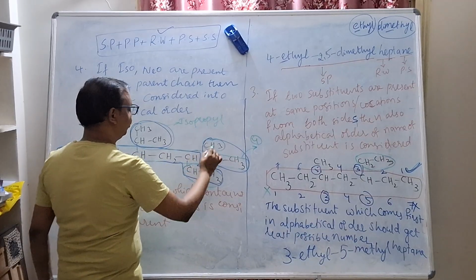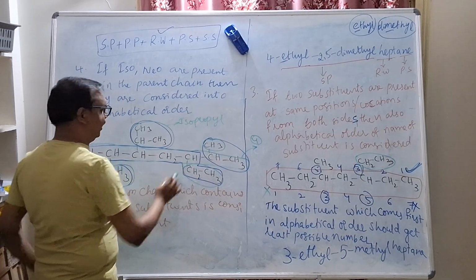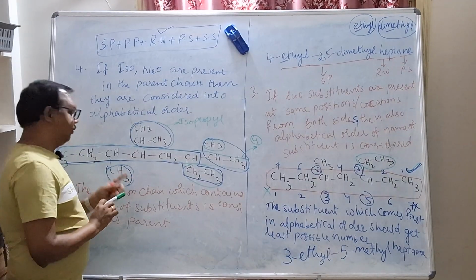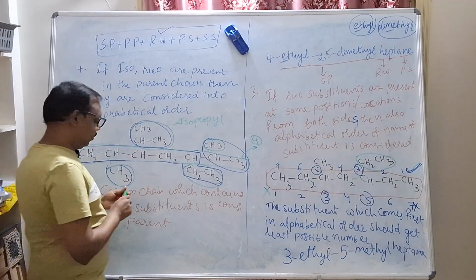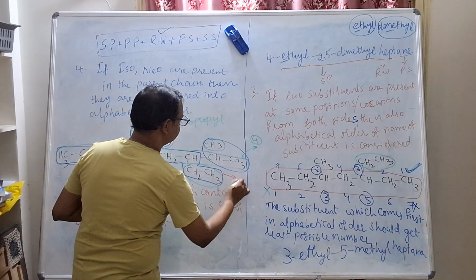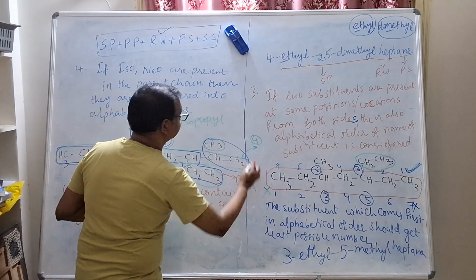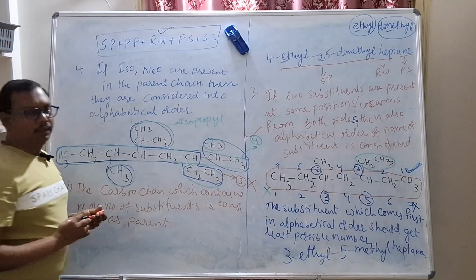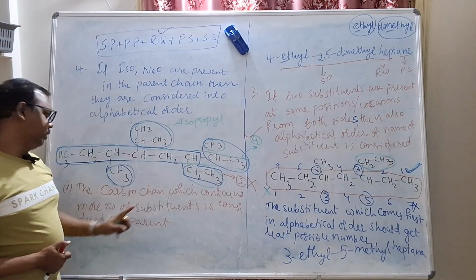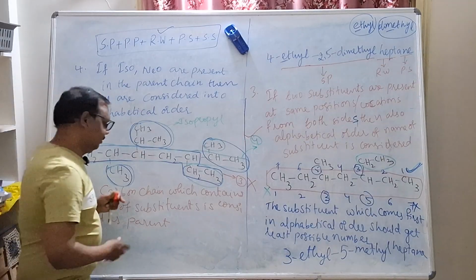Isopropyl group, and 2 methyl groups. You can see here methyl, methyl, and ethyl. That's what I am writing here clearly. Therefore, the green one contains 4 substituents and the blue one contains only 3 substituents. Therefore, the blue one cannot be considered, the green one is considered. The carbon chain which contains more number of substituents is considered as the parent chain.